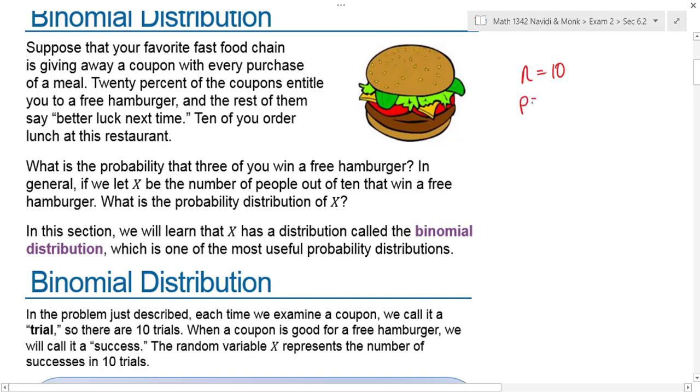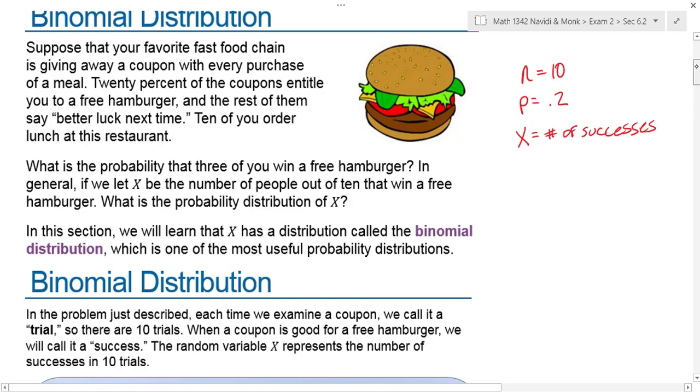P is the probability of success. If we're calling a success getting a coupon for the free burger, what's the probability that that would happen? How would we express that 20% as a probability? 0.2. And then x here is the number of successes. And for this particular problem, we were asked what's the probability that we get exactly 3 successes.